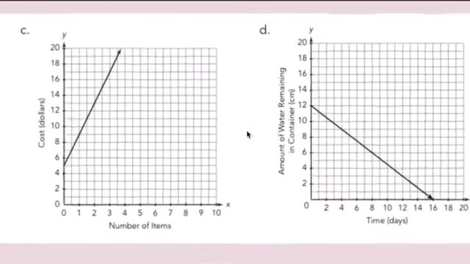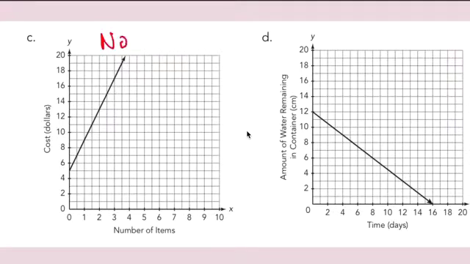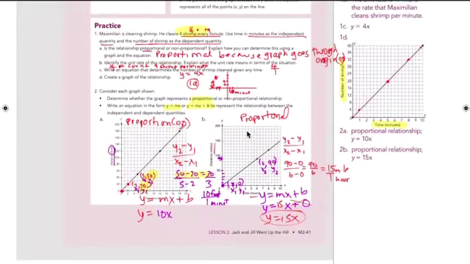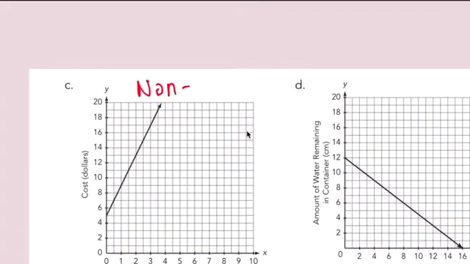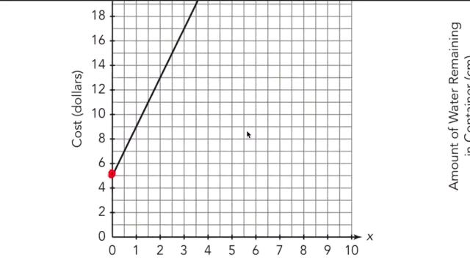Do the same here. This is non-proportional, because it did not start at 0. It starts out at 0, 5. That's x sub 1, y sub 1. Second one is 1 and 9, right? That's your second one, so x sub 2, y sub 2.